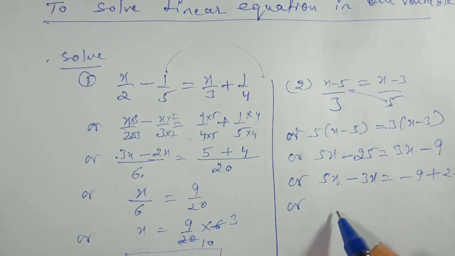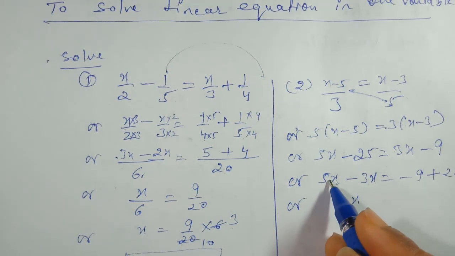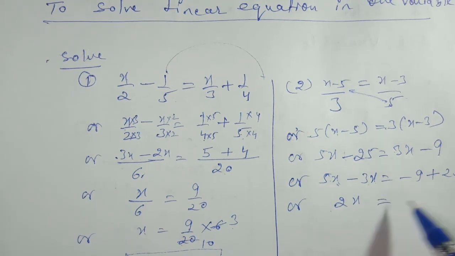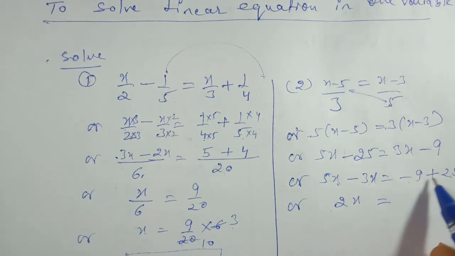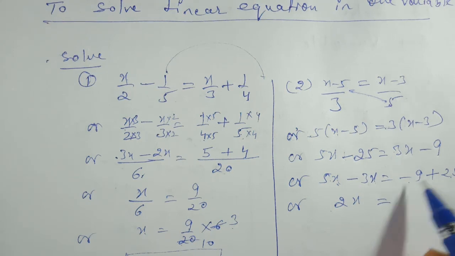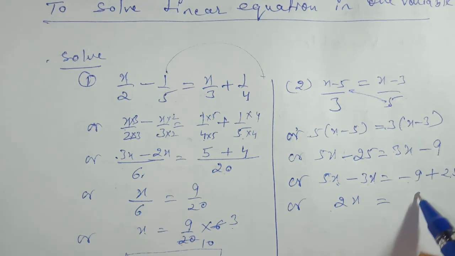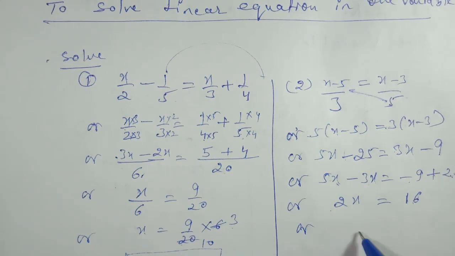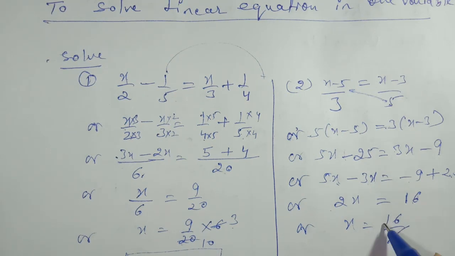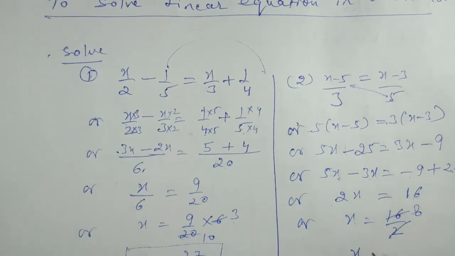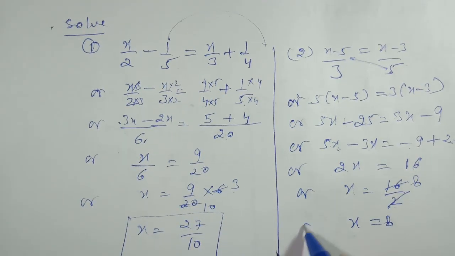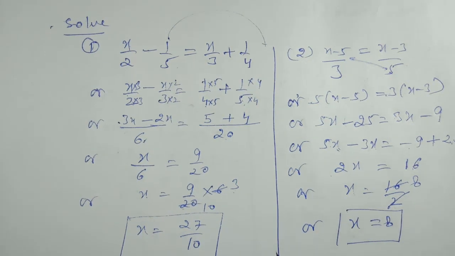According to the sign rule, this will give 2x. Since the bigger number is positive, it will be in positive sign. Both are opposite: 25 minus 9 will give 16, and the bigger number is positive, so it will be positive. So this will give x equal to 16 divided by 2. With the table of 2 we can cancel, so we are getting the value of x equal to 8. So here the value of x is 8.